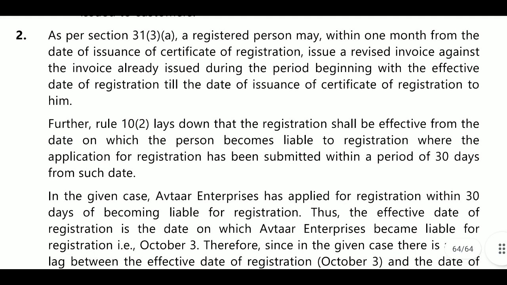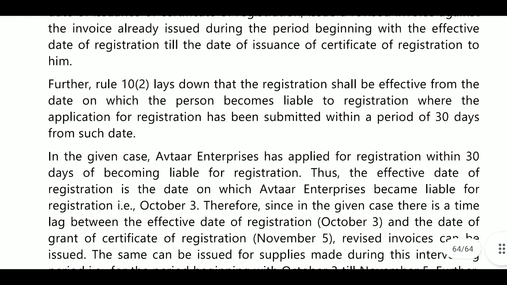Next, as per section 31(3)(a), a registered person may, within 1 month from the date of issuance of the certificate of registration, issue a revised invoice against the invoice already issued during the period beginning from the effective date of registration till the date of issuance of the certificate to him. So, wherever a person is registered, he has an option to issue a tax invoice for whatever invoices were issued during the period of liability for his registration.